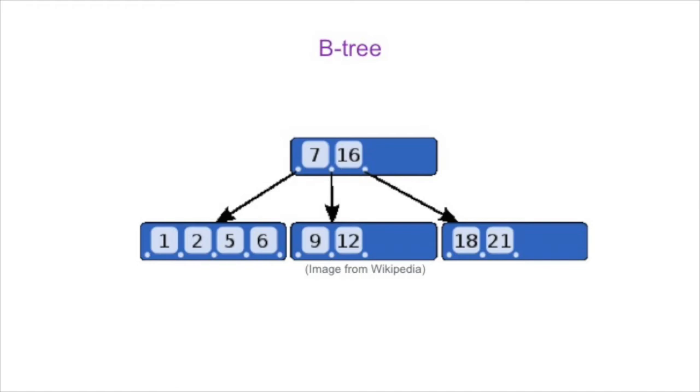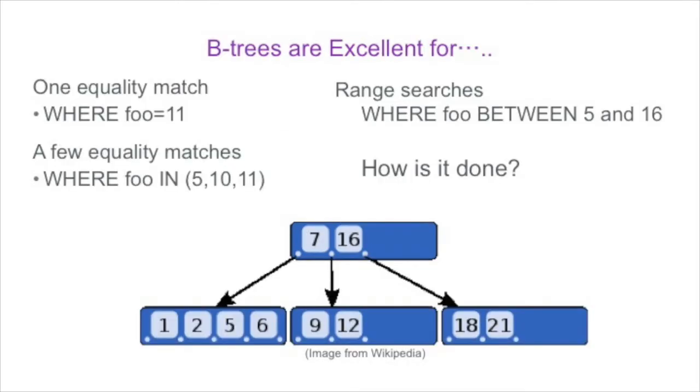And so what happens is to find data, you'll go at the top and you'll be like, is it less than 7 or greater than 7? Is it less than 16 or greater than 16? And you work your way down through the tree to find things. These are images from Wikipedia. So B trees are excellent for one equality match. You want to go find the number 10. How would you do that? You look at, well, 10 is greater than 7, less than 16, so we'll go in the middle. And it's between 9 and 12, but it doesn't exist, so we can't match. So like where foo equals 11.